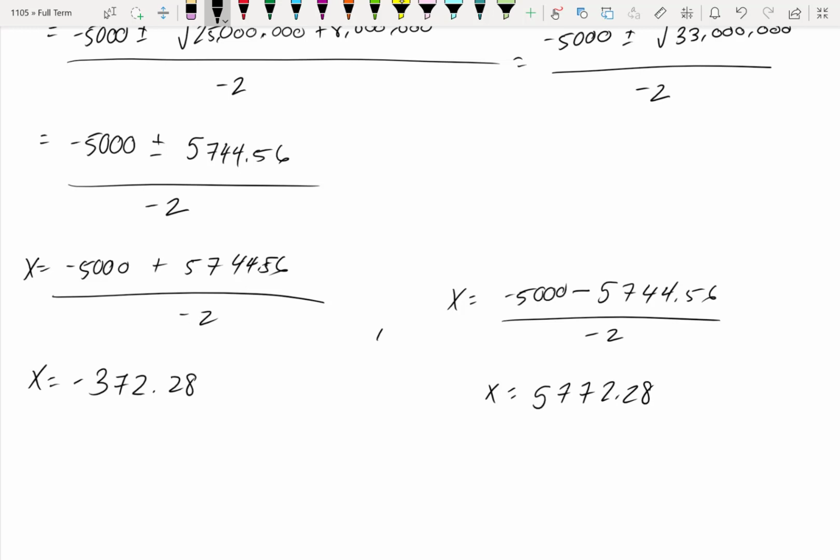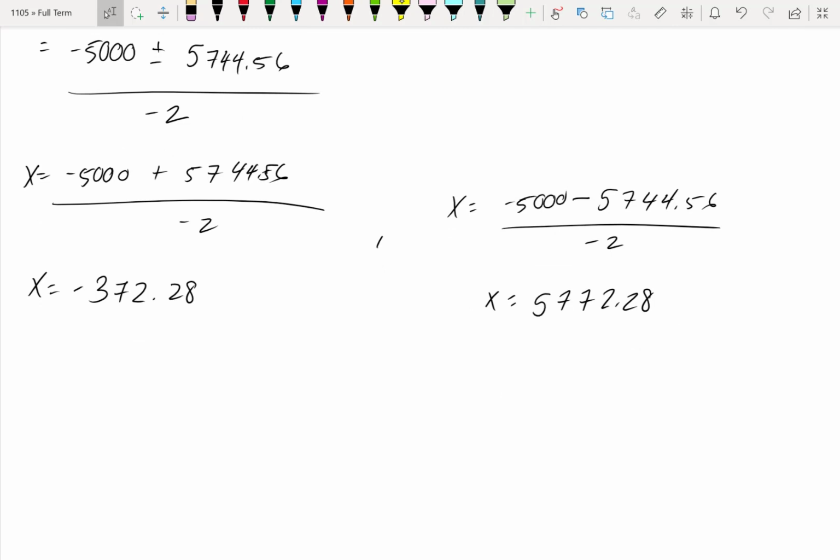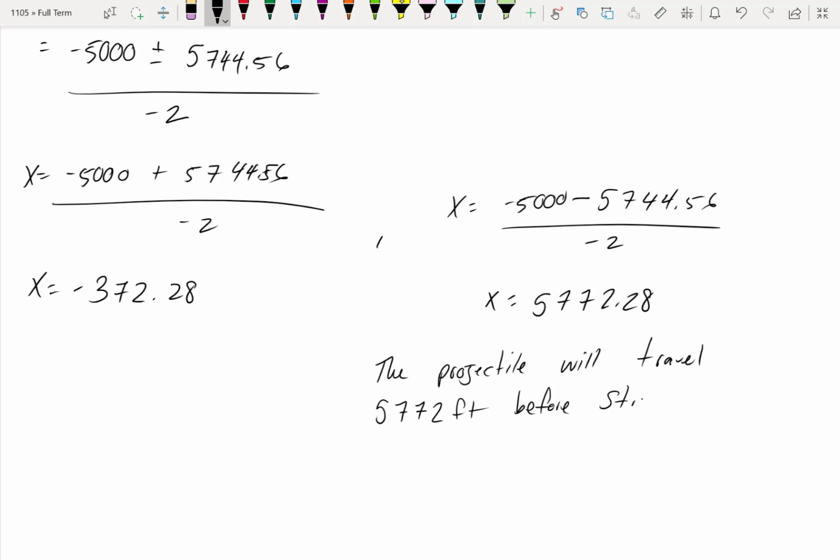When we plug our second one into the calculator, we get 5,372.28. So remember, because it's distance, distance can never be negative. Our solution is 5,372. The projectile will travel 5,372 feet before striking the water.